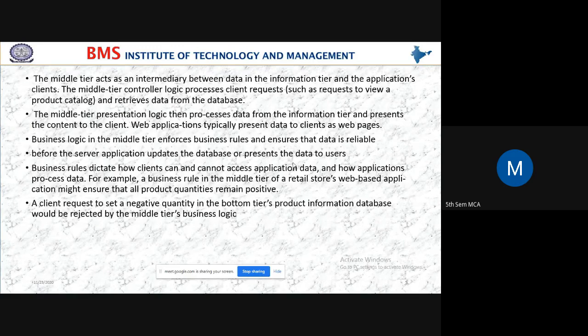And sometimes if we make a spelling mistake, not a major one, just if you miss the last letter, then Google itself will ask, do you want to search for this? Like this it will show, no? So all this can be done through the business logic tier. The middle tier presents logic, processes data from the information tier and presents the content to the client. Web applications typically present data to the client as a web page.